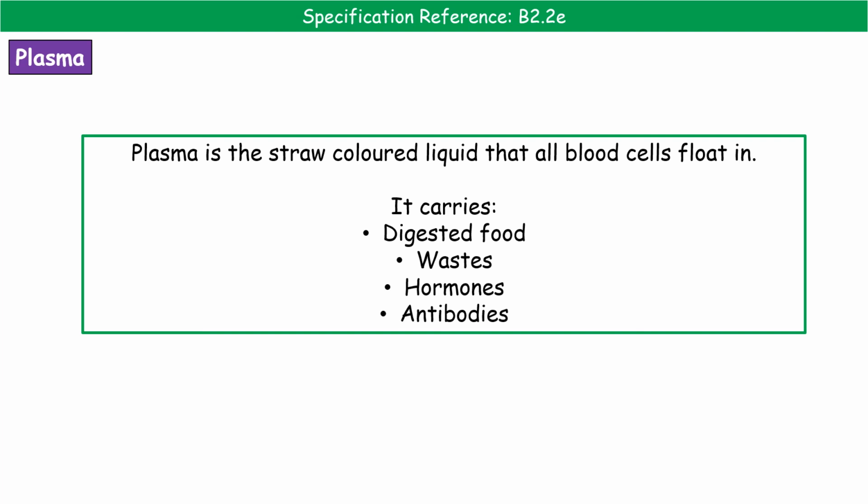The other part of blood we need to know about for this unit is plasma. Now, plasma is this straw-coloured liquid that all of the blood cells float in, but it also has another role in carrying some key elements of the body. So it's going to carry digested food, it's going to carry waste products, it carries the hormones and the antibodies. So plasma is all to do with helping to transport these different substances around the body.